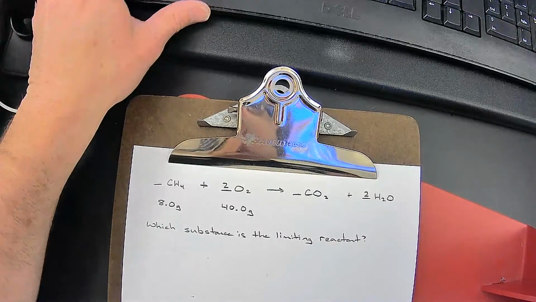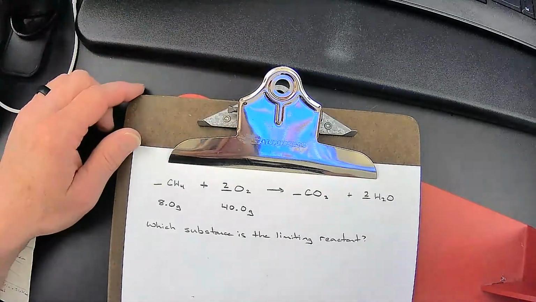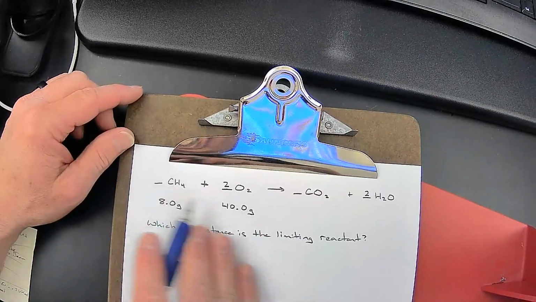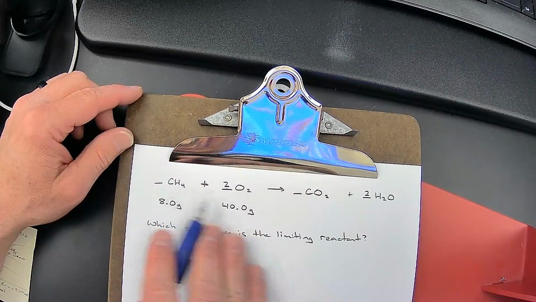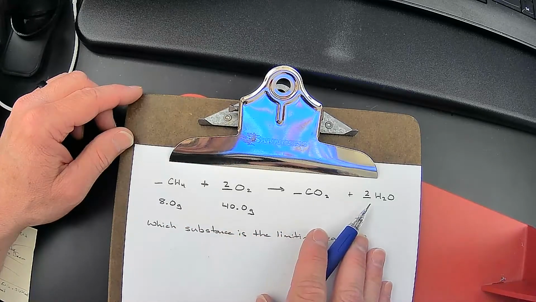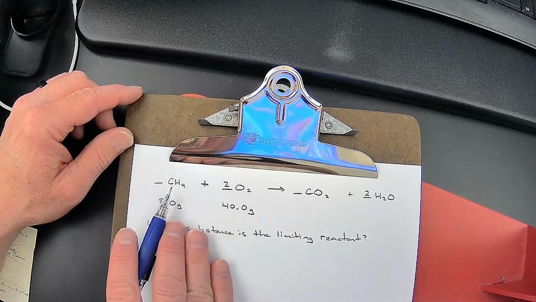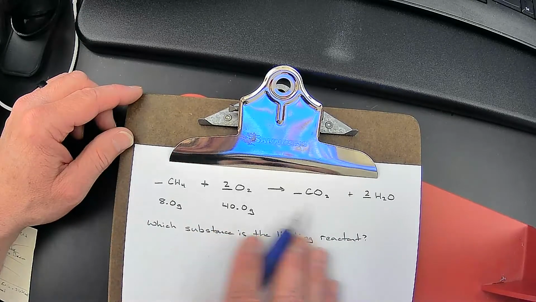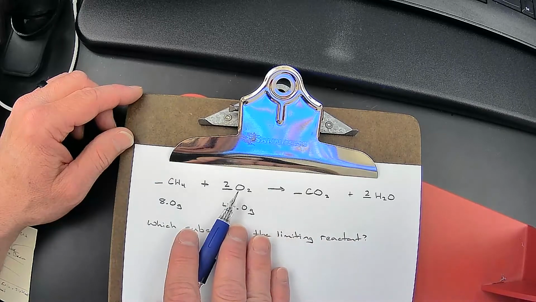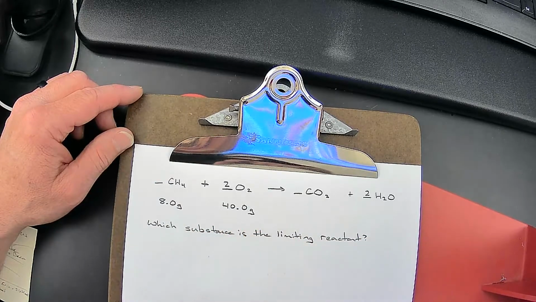In this video, we're going to go through another example of a limiting reactant for the equation of methane reacting with oxygen, burning with oxygen, producing carbon dioxide and water. We have a balanced equation: 1 carbon, 4 hydrogens, 4 oxygen, and 4 oxygen.